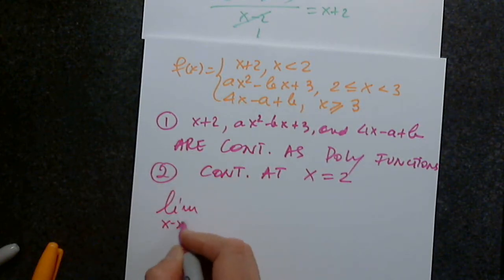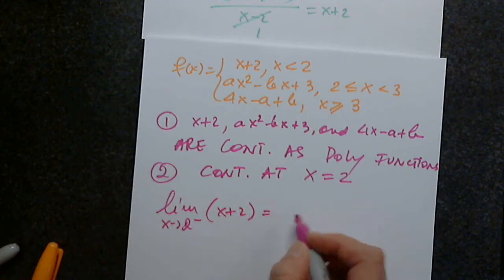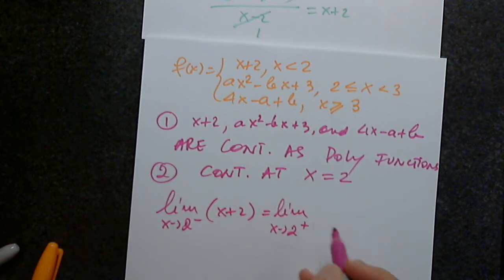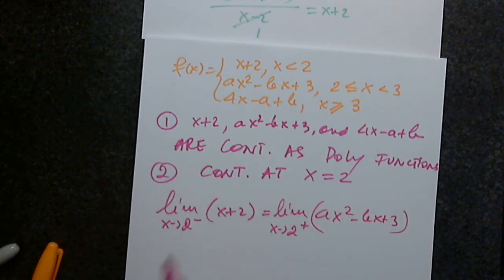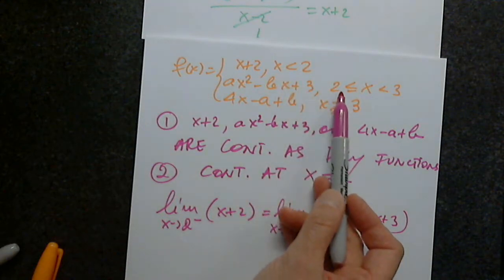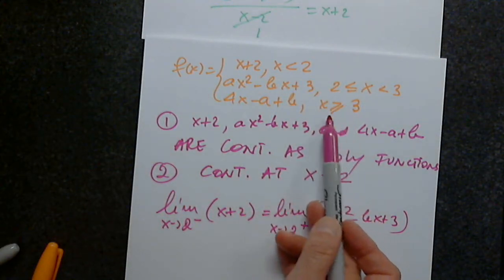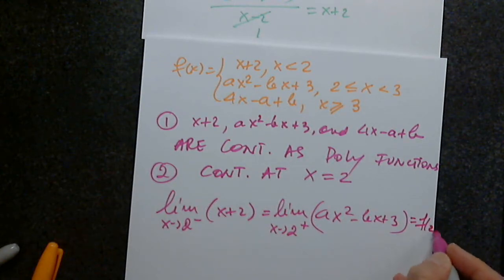Limit as x approaches 2 from the left, from which branch? Awesome. Equals limit as x approaches 2 from the right, from which branch? 2 from the right. Careful. Ax squared. Is that clear? Yes? Because 2 from the left is here and 2 from the right is here. There is no 2 from the right or left here, right? Okay. So equals f of 2.